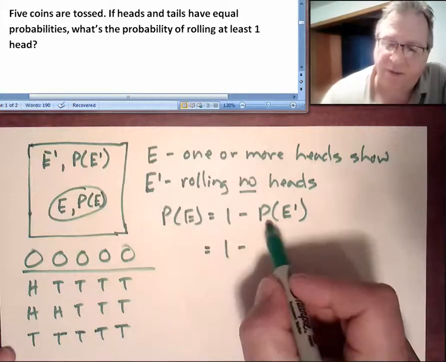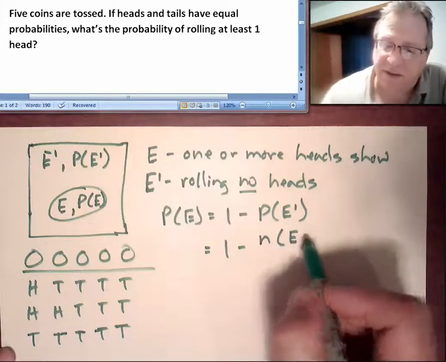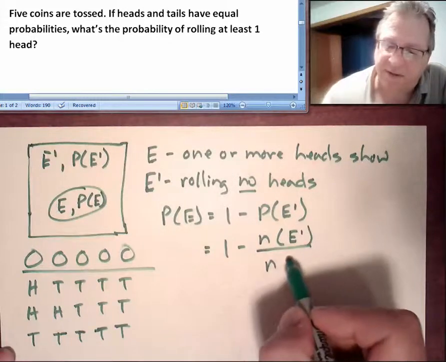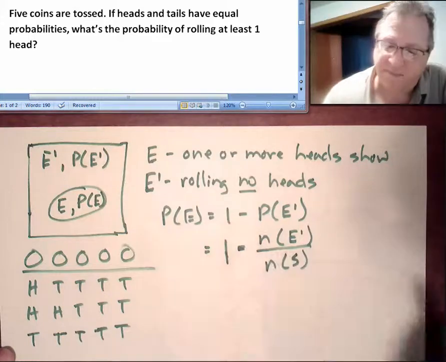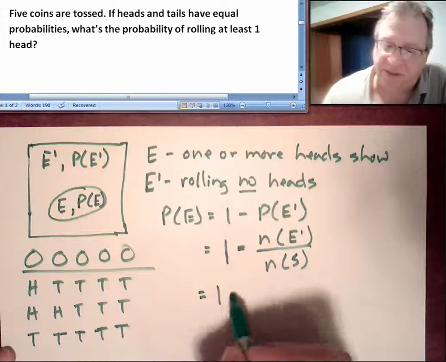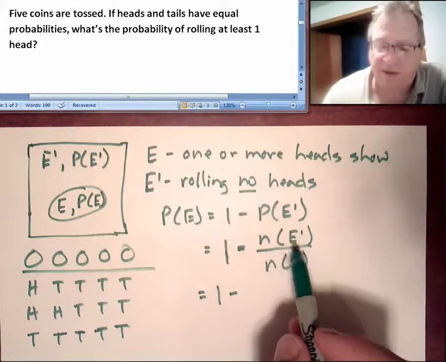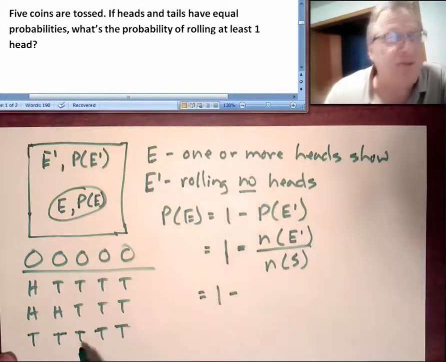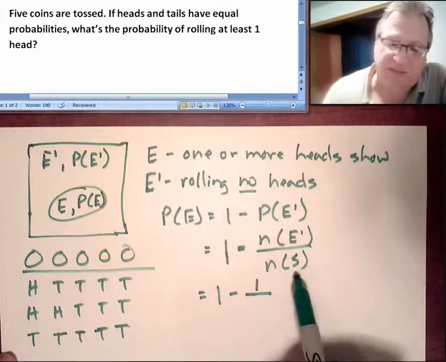And so we can write this. What's the probability of E? Well, it's 1 minus the number of favorable outcomes divided by total number of possibilities in the sample space. And I better solve this in the next line. It's going to be equal to 1 minus, well, let's see, the number of favorable outcomes of E prime, the complement, the number of rolling no heads. Well, we just figured that out. There's only 1 possibility, right? 1. And how many are in the sample space?